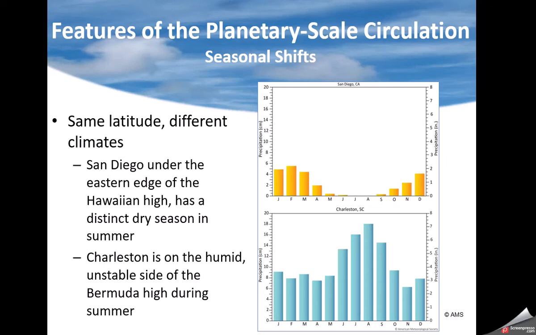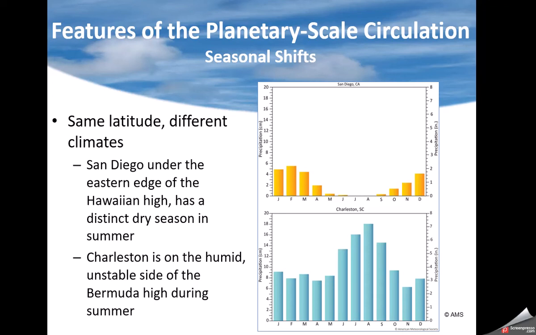San Diego is on the eastern side of the Pacific High. What does it get on the eastern side? Well, the eastern side is going to have north winds. So instead of coming out of the tropics, they're coming out of cooler areas. They're also going to tend to bring in cooler ocean temperatures. San Diego's ocean temperatures are significantly cooler than they are over in Charleston, South Carolina. So they wind up being a lot drier.